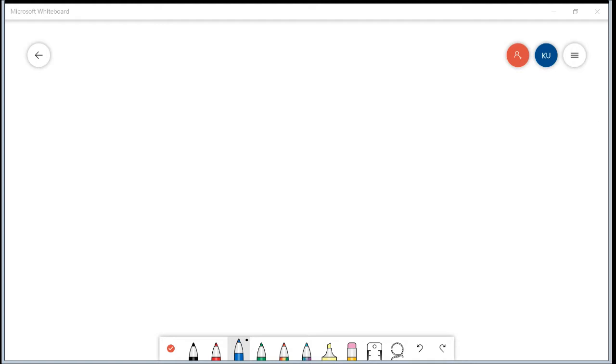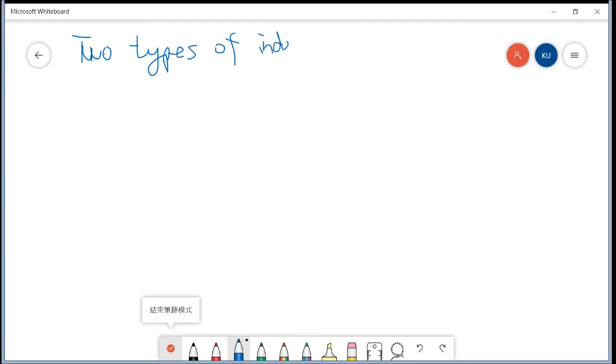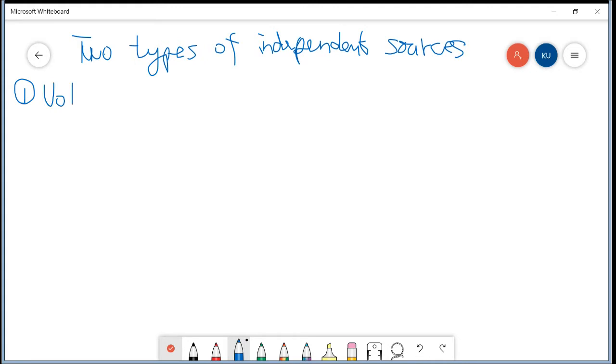So let's start with the types of source. First I will just tell you that there are two types of independent sources. Okay, so the first one is known as the voltage source.